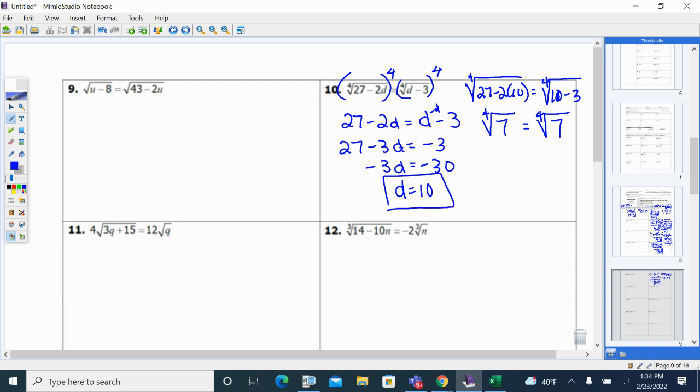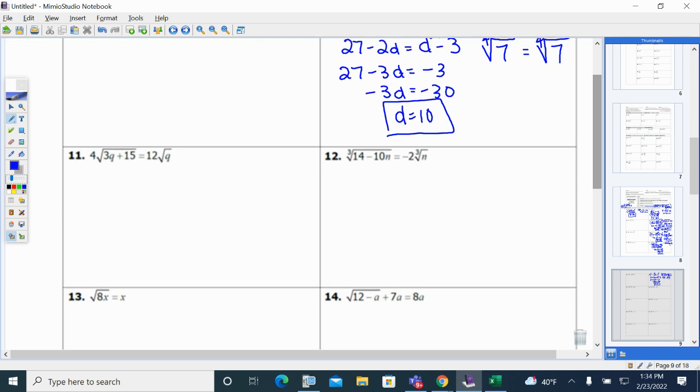Let's look at number 12. So on number 12, there is a number in front of one of your radicals. Again, we have radicals on both sides. There's no way I can get my radicals isolated because I have 2 of them. So I'm just going to go ahead and raise both sides to the 3rd power. And this is the tricky part. The right side's the tricky side. The left side, the radical just goes away, and we've got 14 minus 10n.